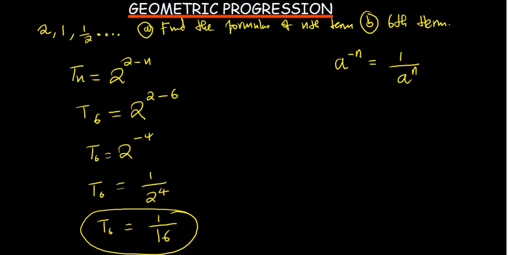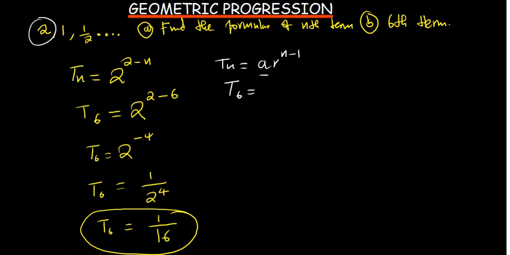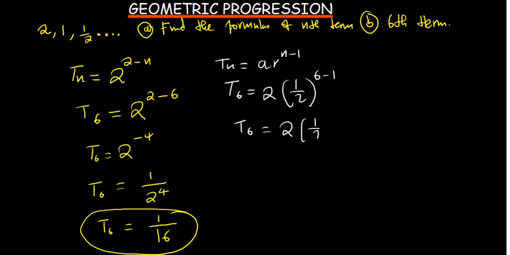If we were not asked to find this formula, and we were just asked to find the sixth term, we can just go direct. We know the formula of the nth term for a GP, that is a r to the power n minus 1. So sixth term is equal to first term, we can see the first term is 2, and then r, we determined r as half. And then n, we know that is 6 minus 1. So this will give us the sixth term being equal to 2 times 1 over 2 to the power 5.